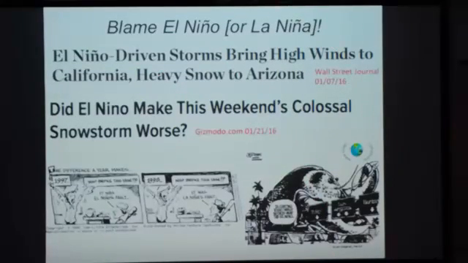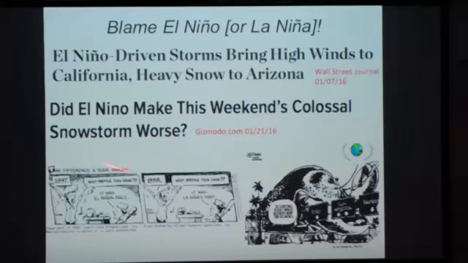There's a tendency, we see this a lot in the United States, maybe it's similar here in Mexico, that when we have a large El Nino event or a La Nina event, there's a tendency to blame things on El Nino. This was from a Wall Street Journal article in early January. El Nino-driven storms bring high winds to California, heavy snow to Arizona. When we look at the statistics of rainfall on the west coast of the U.S., we do see a fairly convincing relationship between El Nino conditions and positive anomalies in rainfall over California.